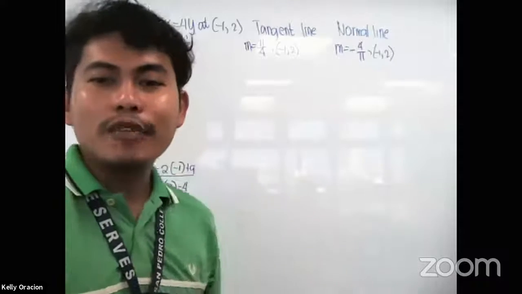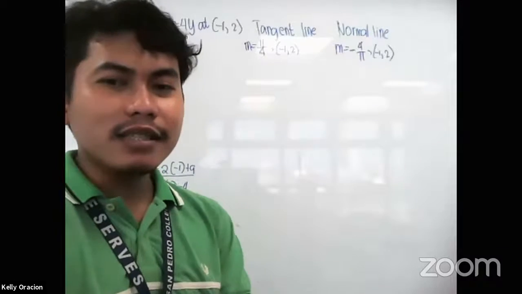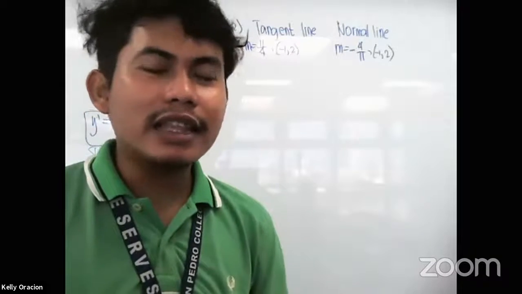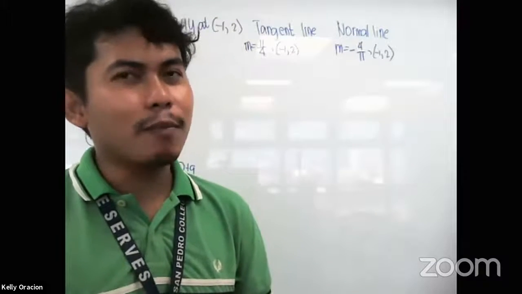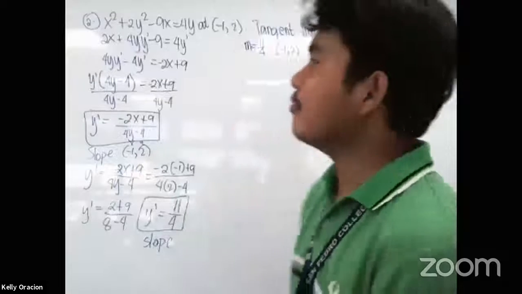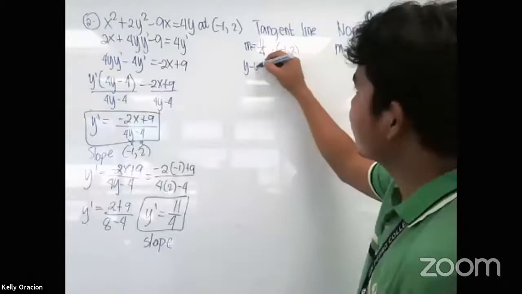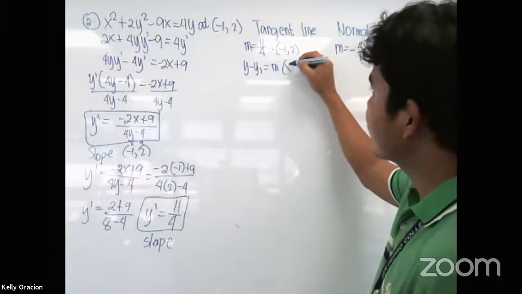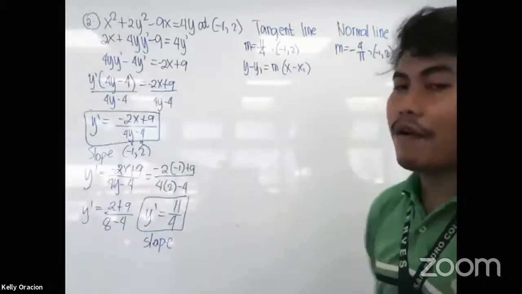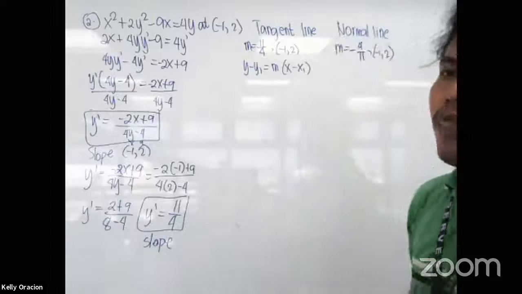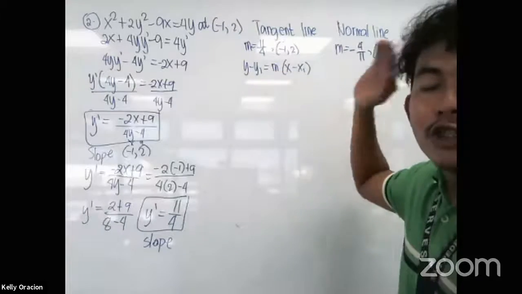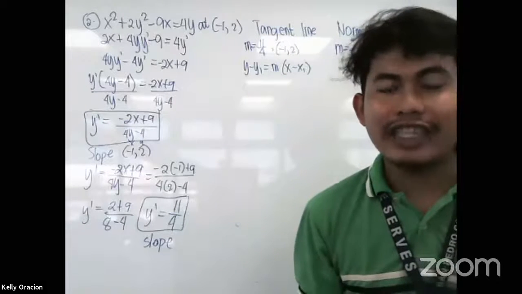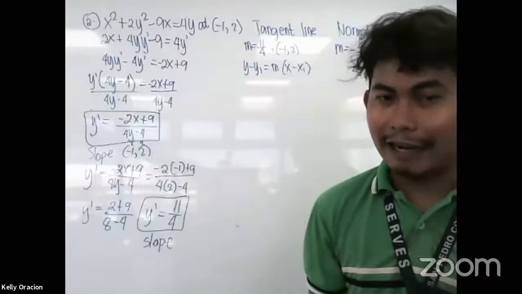Yes, Vince. Yes, sir. Kindly state the point-slope form. Y minus y sub 1 equals slope, open close parenthesis, x minus x sub 1. Very good. Thank you so much, Vince. This is the point-slope form. So, ito yung way natin para makuha yung equations ng tangent at saka normal line.